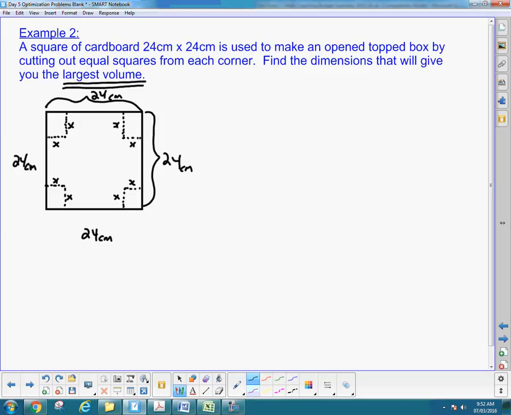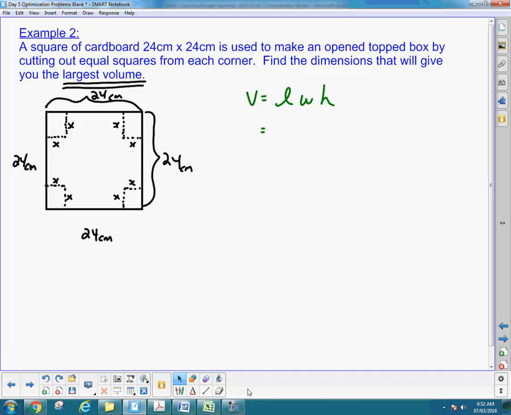So now the question is, you can imagine that these corners get folded up, and we get a box with no top on it. So we're going to have to figure out the volume of this box. I know that volume is the thing we're going to maximize, so it's length times width times height. So I have to imagine what this box will look like with its length, width, and height.